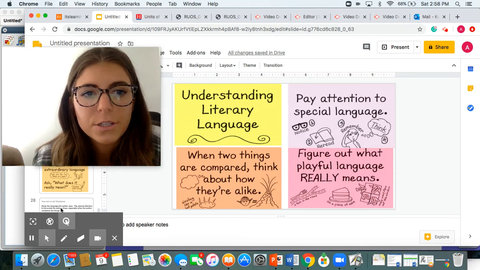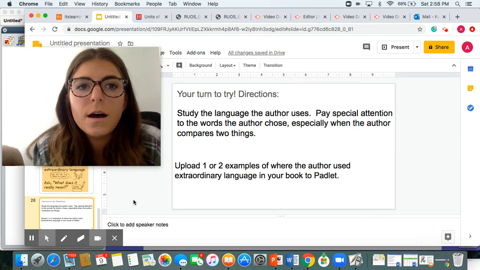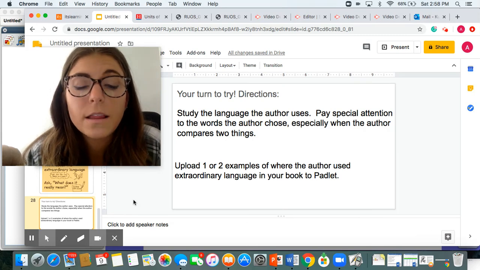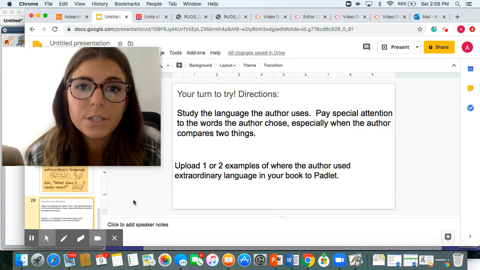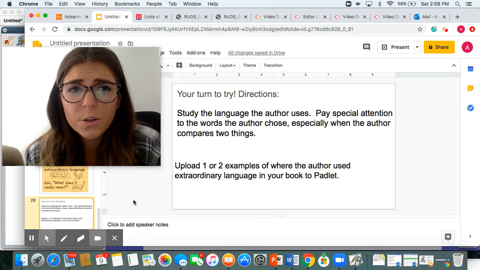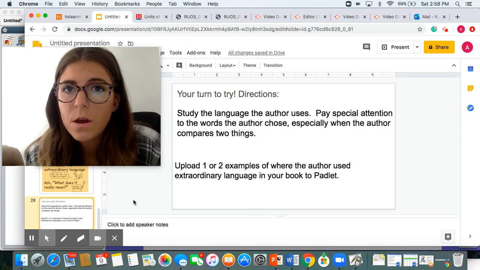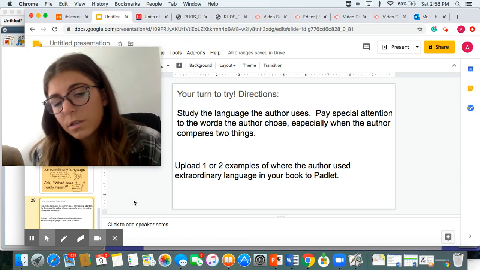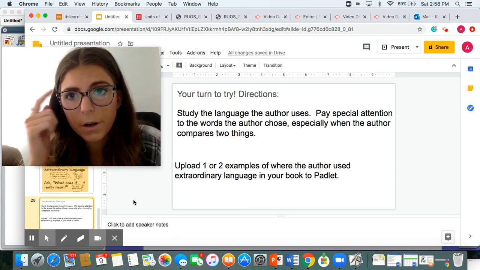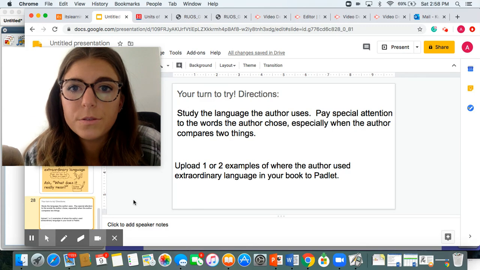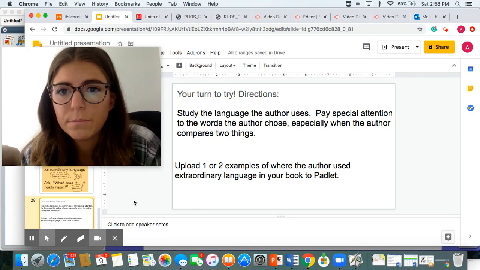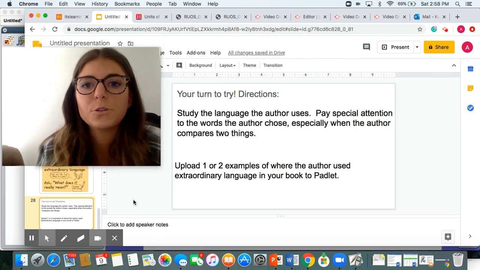So let me show you the directions for what you are going to do next. The first two sentences are already what I just said. You're studying the language the author uses and really paying attention to the words the author chose, especially when they're comparing two things. You may continue reading the book that you are still on, or you may choose the next book, another book in your series. And while you're reading, jot down or remember any spot where the author used extraordinary language. And I want you to upload 1 or 2 examples to Padlet where the author used that special language.